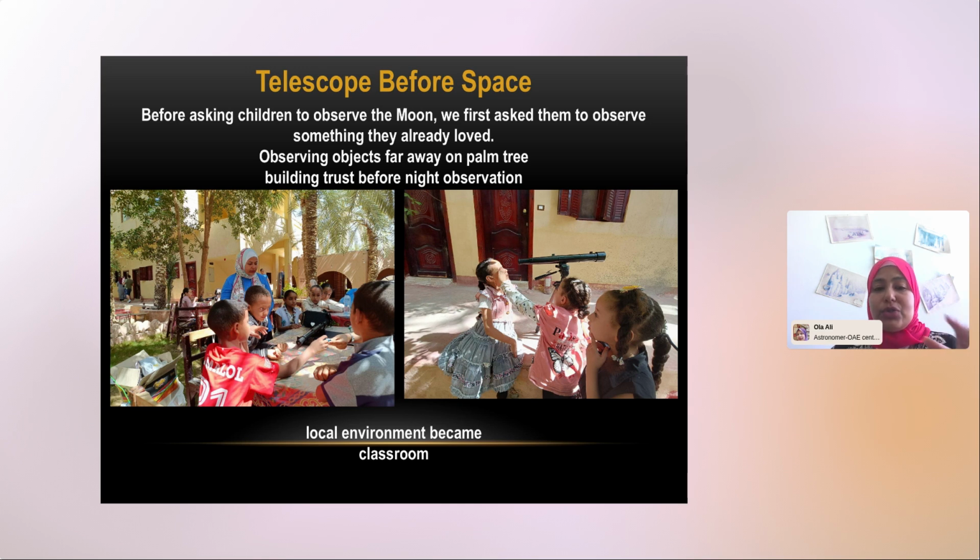They were super impressed because the devices they had put on the palm tree, they were seeing very clearly through the telescope. It became very easy for them to understand the concept of how the telescope works. So when we had the night session in the evening with the moon, it was very easy. They weren't afraid of the telescope or of how to look through it. It was an easy process.